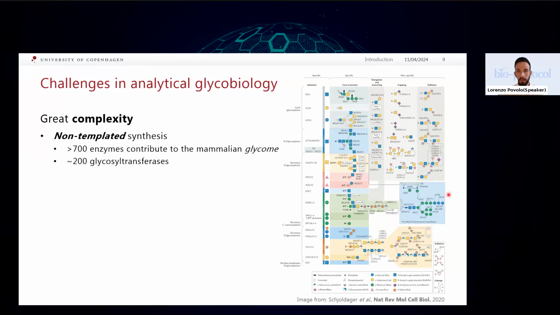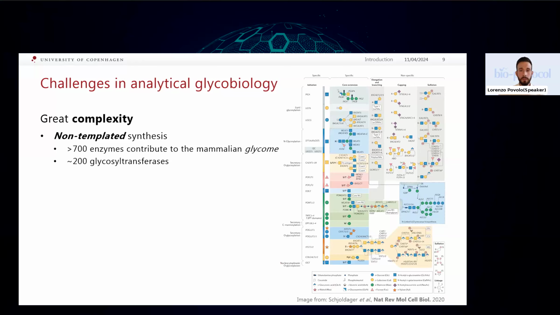This quite small picture just gives you an idea of how many pathways and how many enzymes can be involved in this process. If you are interested in this, I would suggest you check out this reference here, which is actually from our center and describes, as of 2020, the pathways mainly in humans that drive glycosylation.